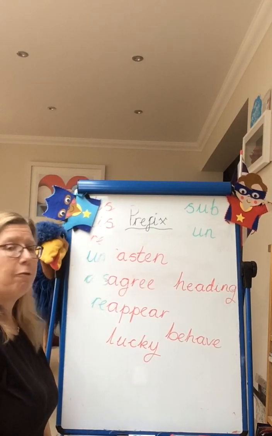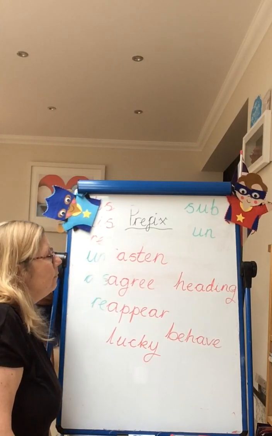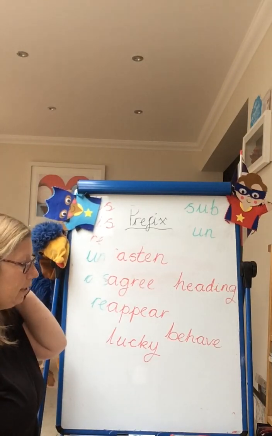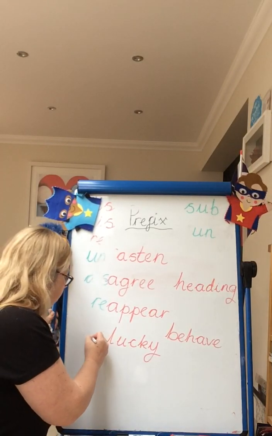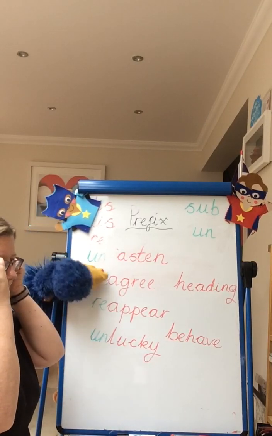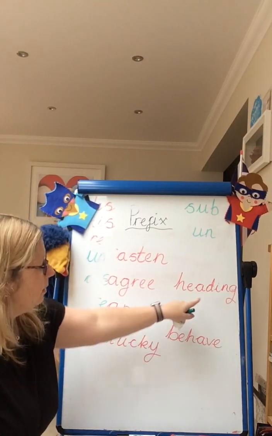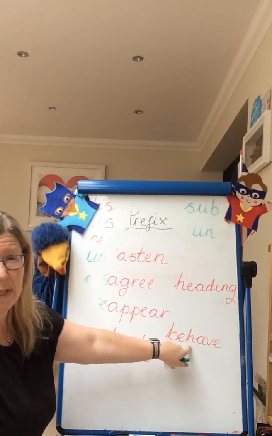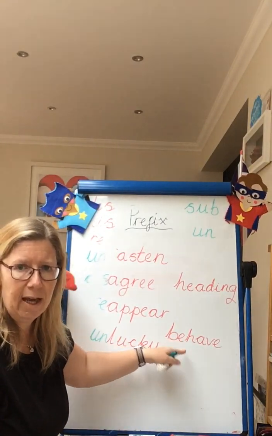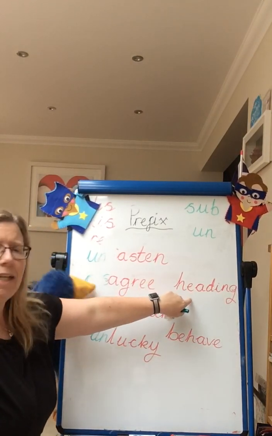Okay, so let's try lucky. Okay, what's going to go in front of lucky? Okay, what do you think, Emu? No, it's not sub-lucky. Okay, we'll go for unlucky. Emu's messed around with my glasses, so I can't see anything. Okay, unlucky. And the last one, oh, we've got two more. You know this one, behave. What's that one? Shout it. That's right, misbehave. Emu misbehaves. And the last one here, heading.